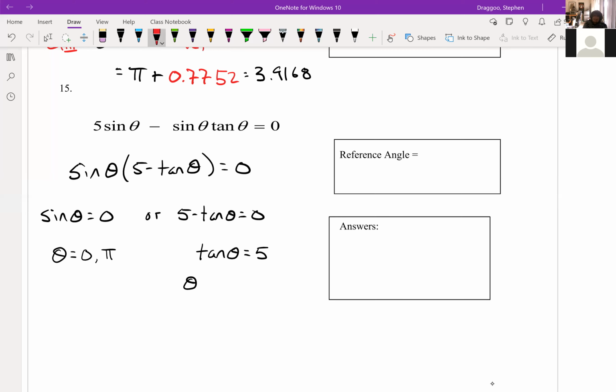So the reference angle is equal to the arctangent of 5. And if we throw that in a calculator, arctan 5, 1.3734.